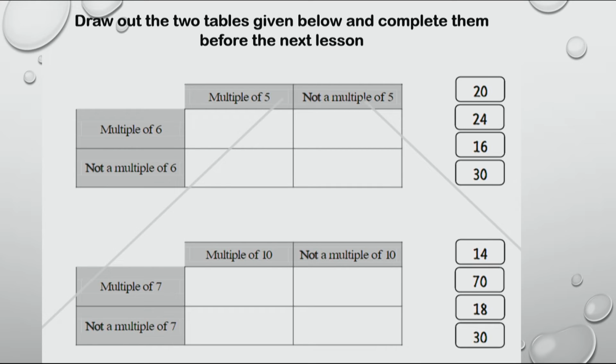It's a Carroll diagram. You've got multiple of 5, not a multiple of 5 on the top row, and multiple of 6, not a multiple of 6. And you've got a set of 4 numbers that you have to put in there. Similarly, for the bottom one, you've got multiple of 10, not a multiple of 10, multiple of 7, not a multiple of 7. And again, you've got 4 numbers which you're going to place on there. Okay, so that's going to be the starter for the next lesson.